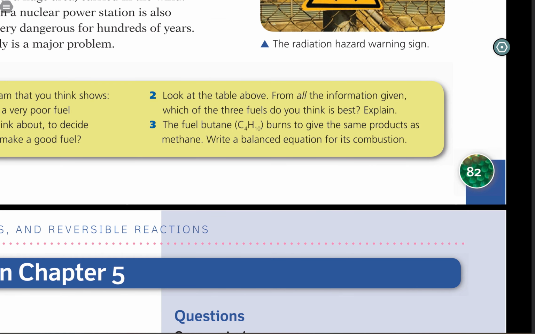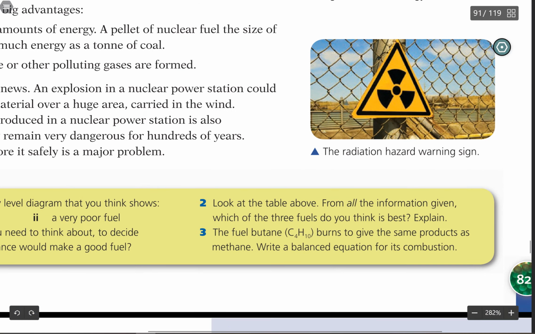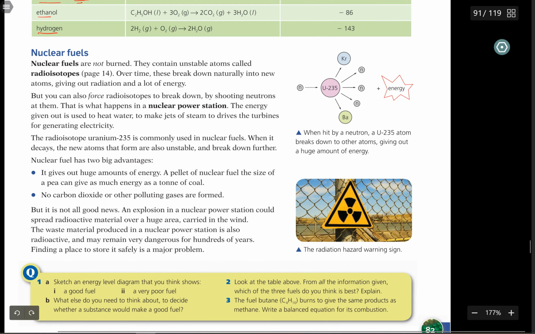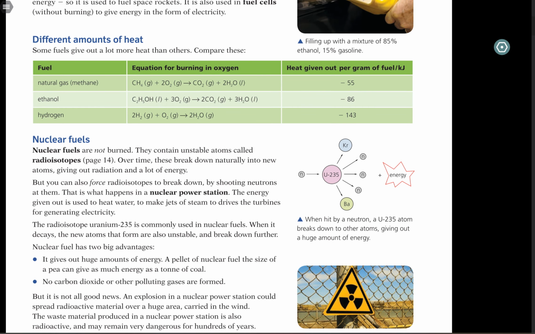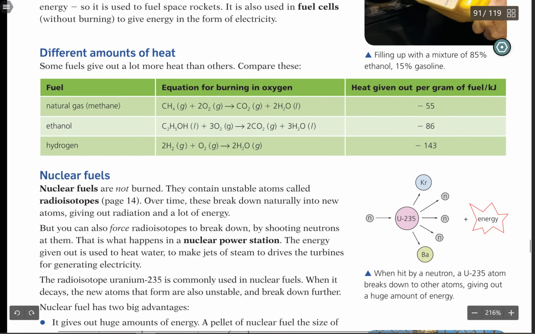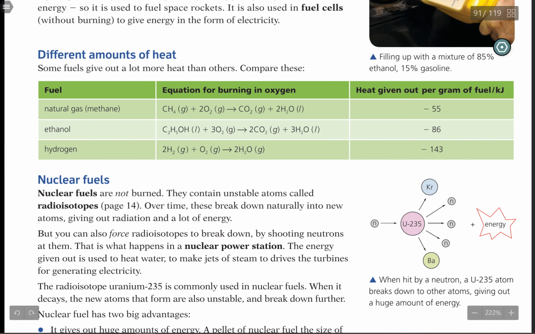Question number 2. Look at the table above. From all the information given, which of the three fuels do you think is best? Explain. Okay, so let's look at this table that we have here. This table shows three fuels: natural gas or methane, ethanol, and hydrogen.